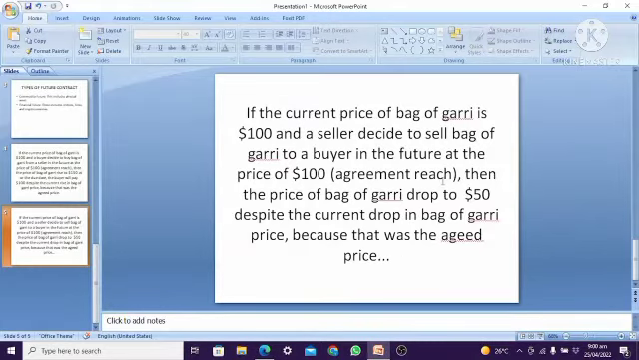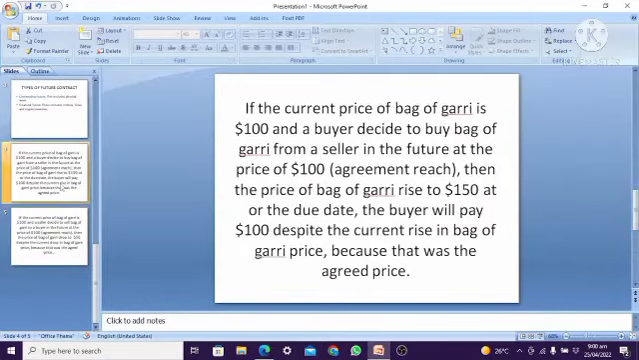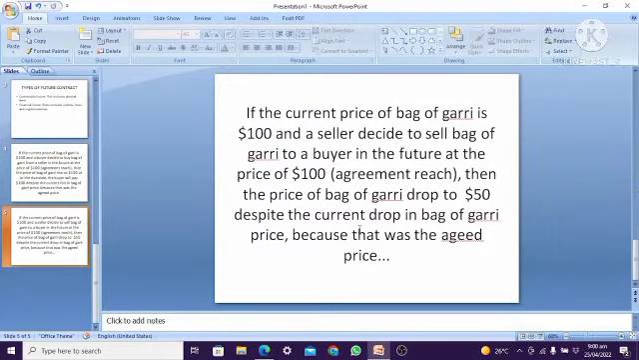So there is a drop. This is the reverse of the case. The last one we saw previously was an increase in the price of a bag of garri. Now we are seeing the reverse: there was a drop in the price of garri to $50 when the buyer decided to buy at the rate of $100. So that changed the price automatically.